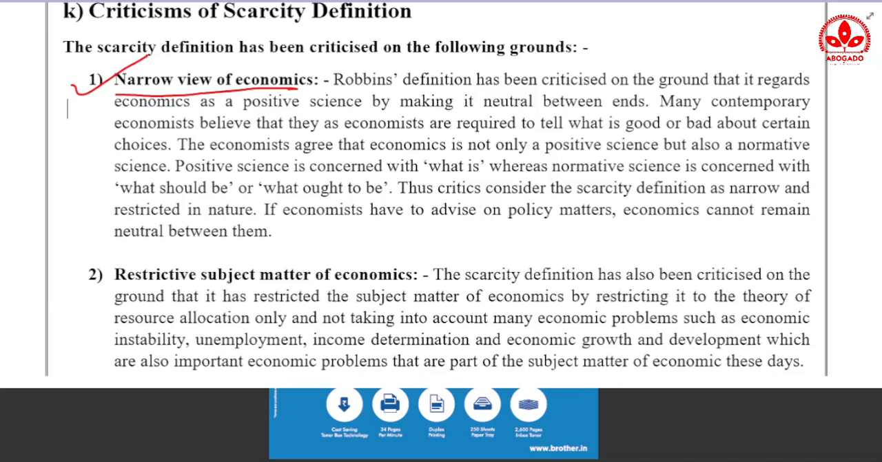Robbins's definition has been criticized on the ground that it regards economics as a positive science by making it neutral between ends. Many contemporary economists believe that they as economists are required to tell what is good or bad about certain choices. The economists agree that economics is not only a positive science but also a normative science. Positive science is concerned with what is, whereas normative science is concerned with what should be or what ought to be. Thus, critics consider the scarcity definition as narrow and restricted in nature. If economists have to advise on policy matters, economics cannot remain neutral between ends.